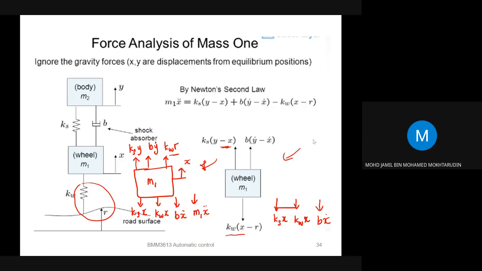Okay, so the important thing that I want to share with you is this. If you have road surface connected with spring or damper, for example, ada damper kat sini, so it becomes KWR and BR dot, but it acts in the direction of X. So dia bertindak ke atas. Dia bukan direction ke bawah. Dia direction dia ke atas. So kalau X ni ke bawah, barulah direction dia ke bawah. Tu nantilah. Kita assume direction dia ke atas.